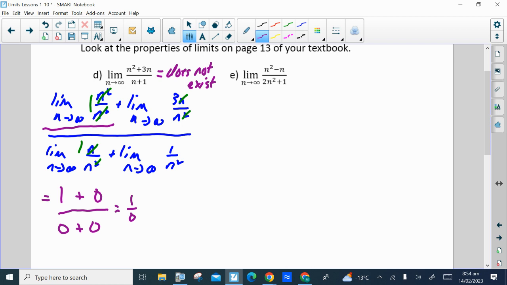Okay? Now, the difference between that question D and E is that with E, the degree of the top and bottom are the same. They're both n squared. So let's see what we get when we evaluate this limit. We'll do the same thing. We'll break it up into individual limits, and at the same time, we'll divide top and bottom by the highest power of the variable, which is n squared.